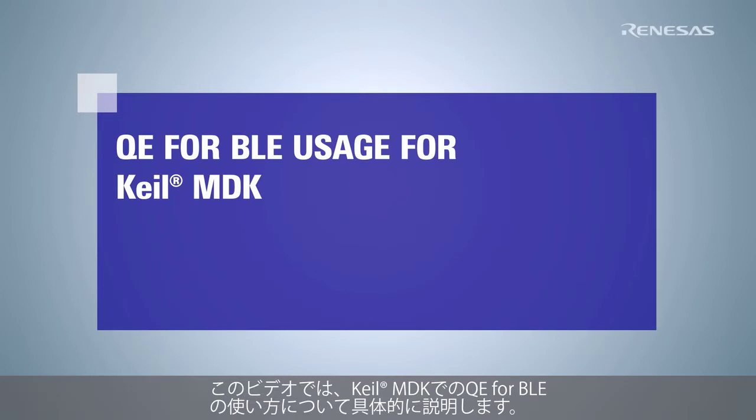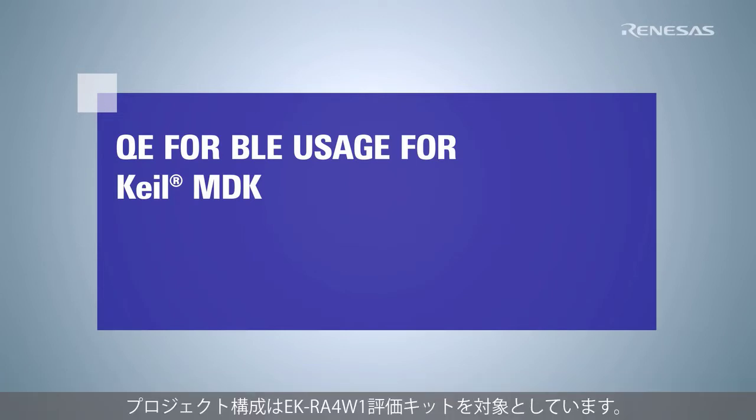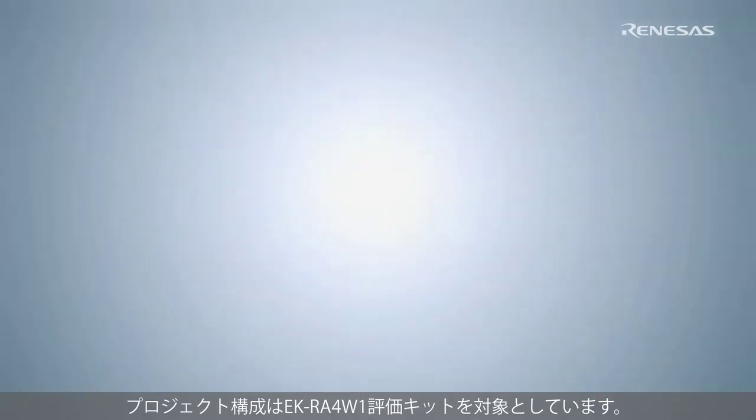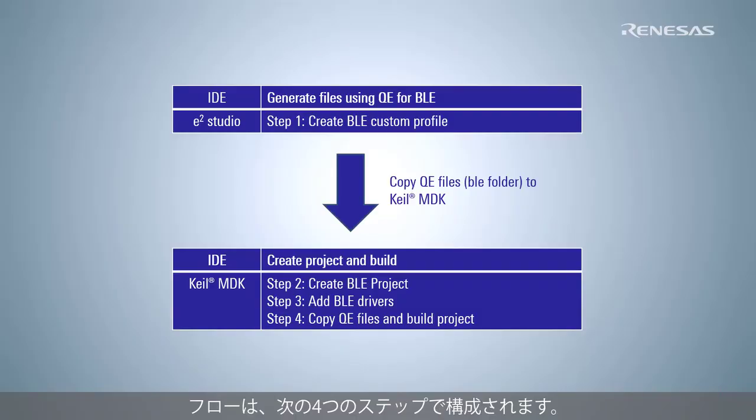This video demonstrates how to use QE for BLE in Keil MDK. The project configuration is for the EKRA4W1 evaluation kit. The development flow consists of 4 steps as shown.